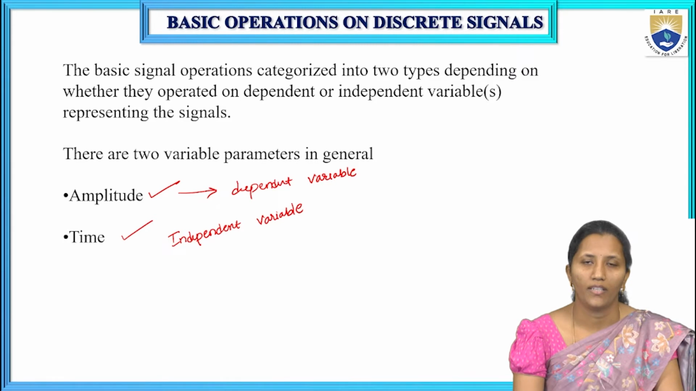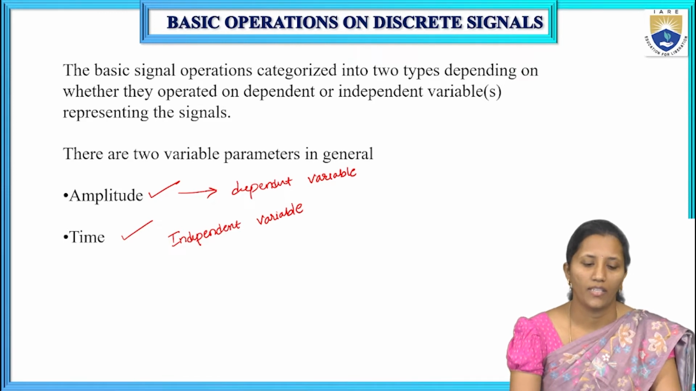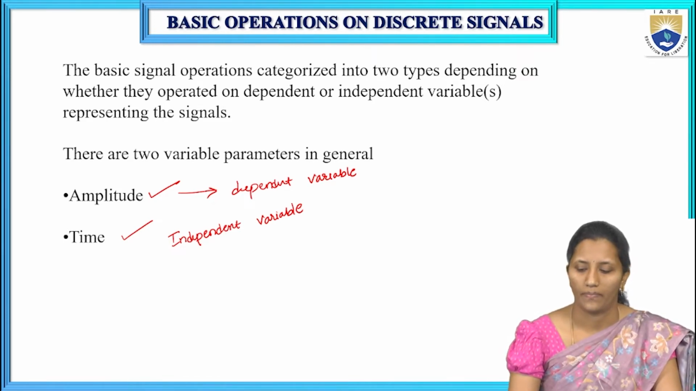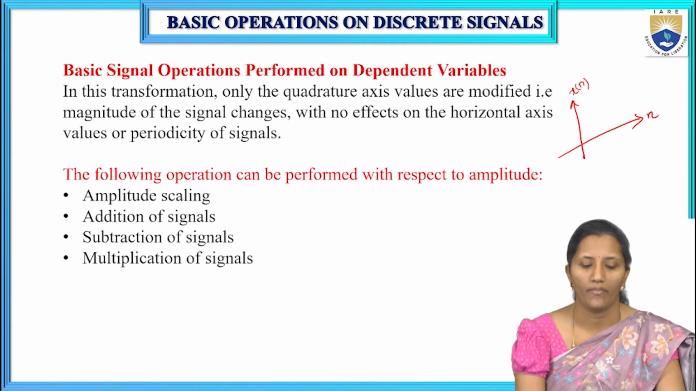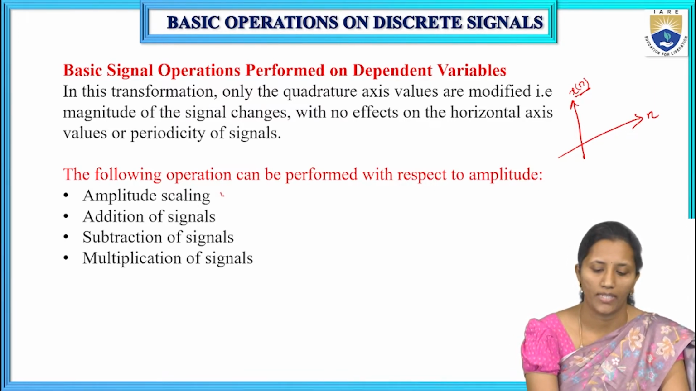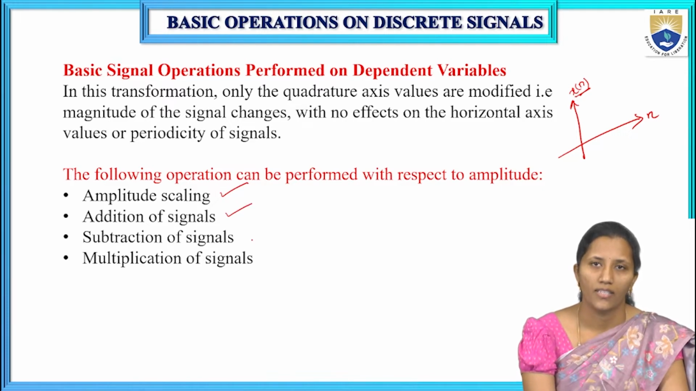Any signal operation depends on either the dependent variable or the independent variable. Here the basic operations depend on the amplitude as well as time. For basic signal operations performed on the dependent variable, in this transformation only the quadrature axis values are modified, that is, the magnitude of the signal changes, with no effect on the horizontal axis values or periodicity of the signal. So only the amplitude values will be changed and it will not change the periodicity of the signal. The following operations can be performed with respect to amplitude: amplitude scaling, addition of signals, subtraction of signals, and multiplication of signals.